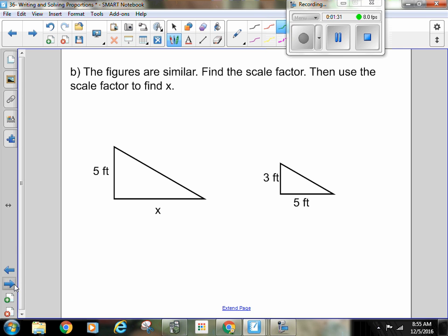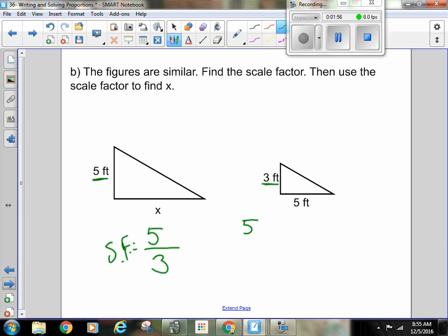All right, the figures are similar. Find the scale factor and then use the scale factor to find x. So we need to find two sides that are corresponding. That means they're the same side in each of the triangles. So for example, that would be here, 5 feet and 3 feet. So we're going to write our scale factor like this. So that's our scale factor. And then we're going to use it in a proportion to help us find x.